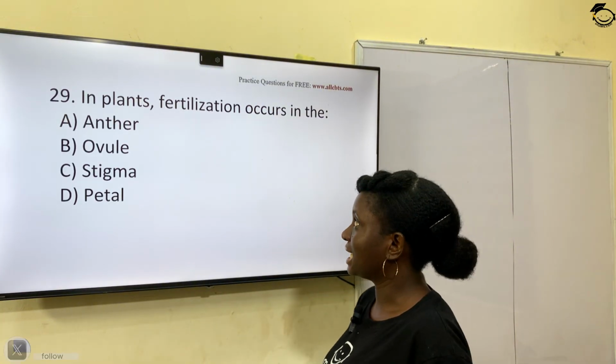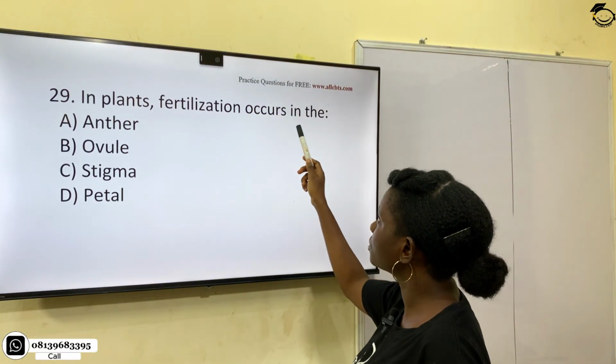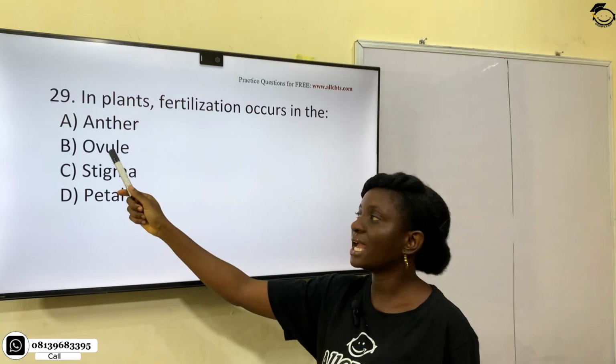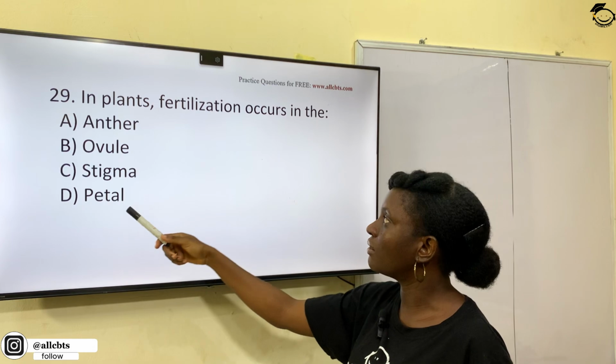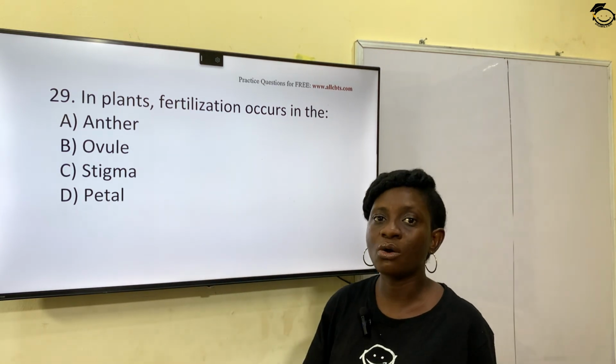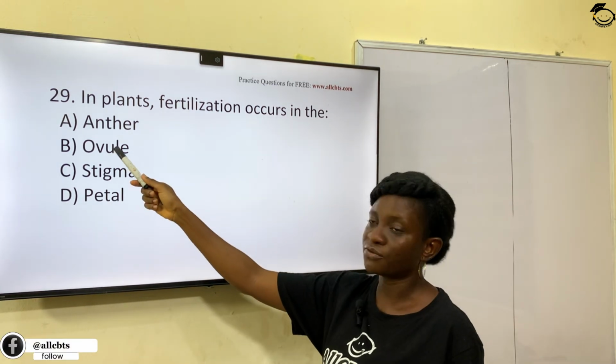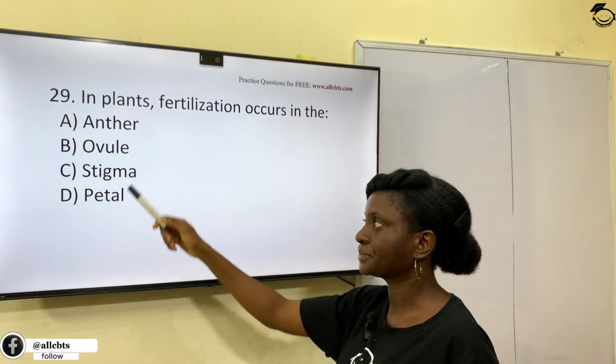Question 29. In plants, fertilization occurs in the A. Anther. B. Ovule. C. Stigma. D. Petal. So fertilization mainly occurs in the ovule, option B.